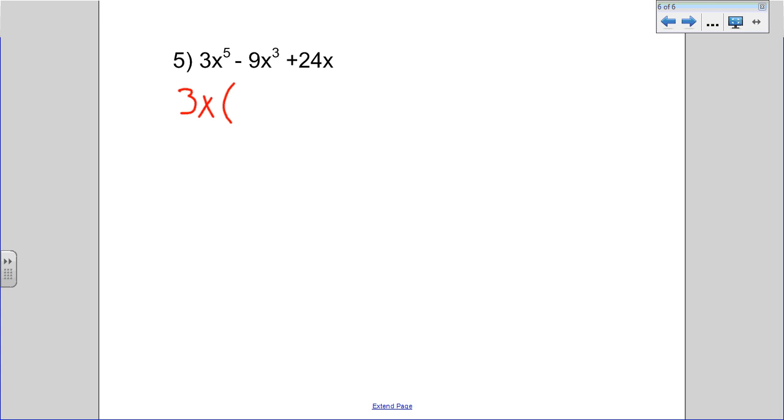What's 3 divided by 3? 1. I had 5 x's. I factored out 1. How many do I have left? 4. What's 9 divided by 3? 3. I had 3 x's. I factored out 1. How many do I have left? 2. What's 24 divided by 3? And I just keep using the signs here, right, guys? I had 1 x. I factored 1 out. How many do I have left? 0.